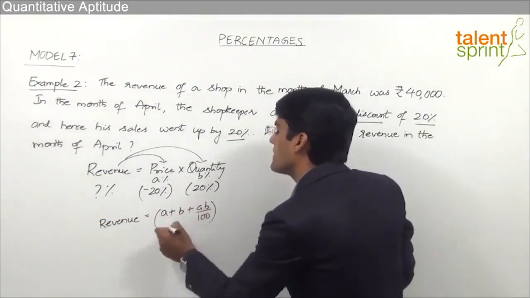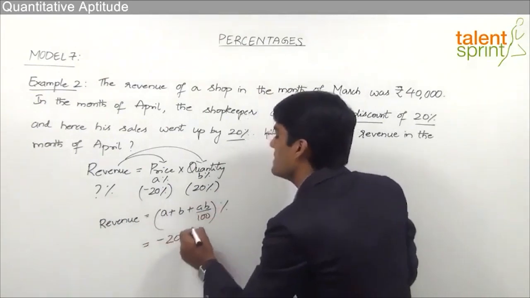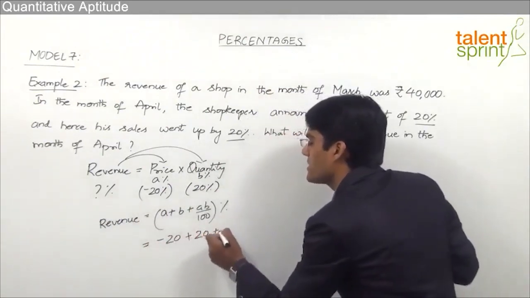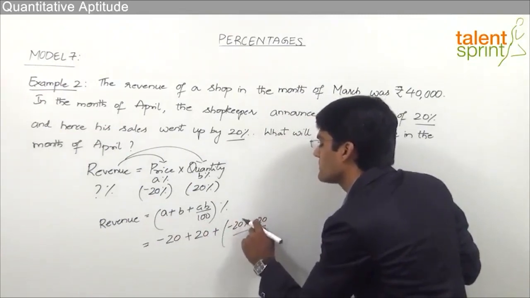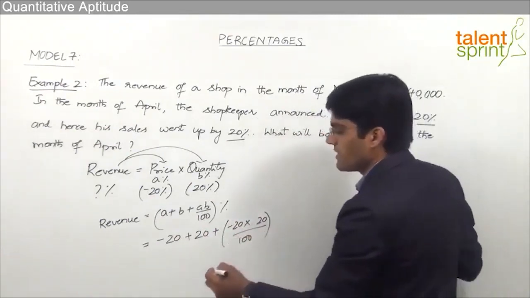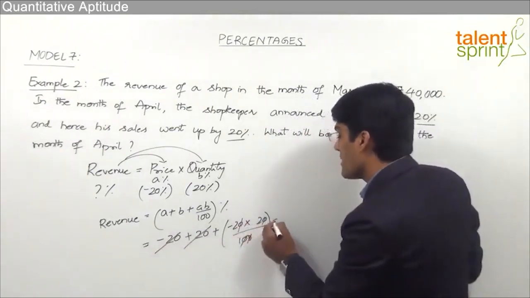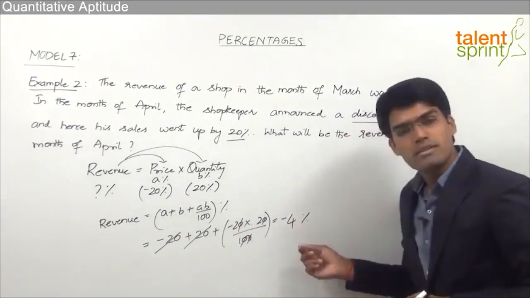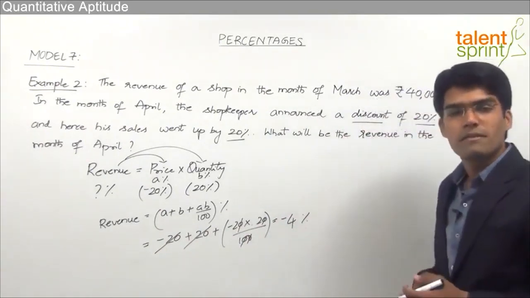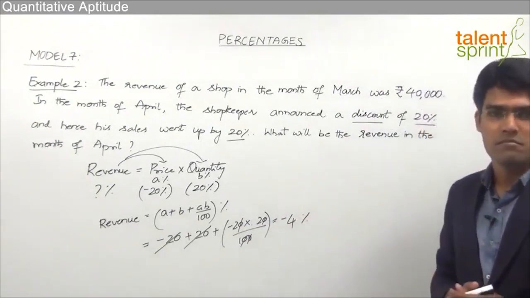That is the net or effective percentage change, where A is equal to minus 20 and B is equal to plus 20. So minus 20 plus 20 plus minus 20 into plus 20 divided by 100. So minus 20 and plus 20 get cancelled, and here we get the answer as minus 4, minus 4%. So from this minus 4%, we can understand that the revenue in the month of April has decreased by 4% when compared to the revenue in the month of March.